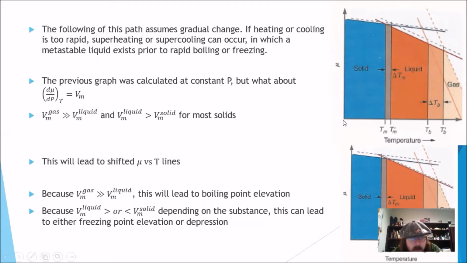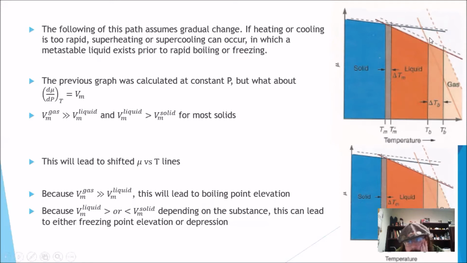Now, the previous graph was calculated at constant pressure. What if we look at these graphs at a changing pressure? We'd see another slope where the volume changes. Remember, the volume of a gas is much greater than the volume of a liquid, and the volume of a liquid is usually greater than the volume of a solid. So this will lead to our graphs being shifted by a certain amount. The solid line has gone up by a little bit, the liquid line has moved to the right a little bit, and the gas line has moved to the right a lot. So at a higher pressure, it stays solid a little bit longer.